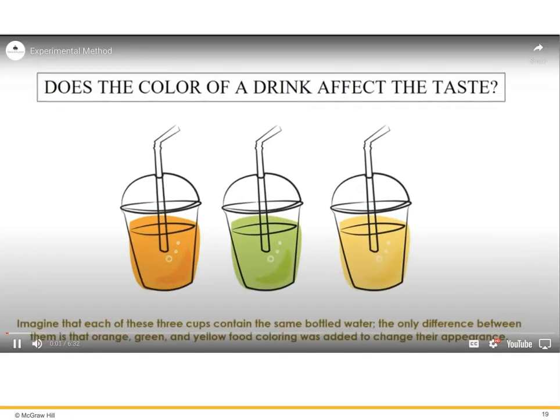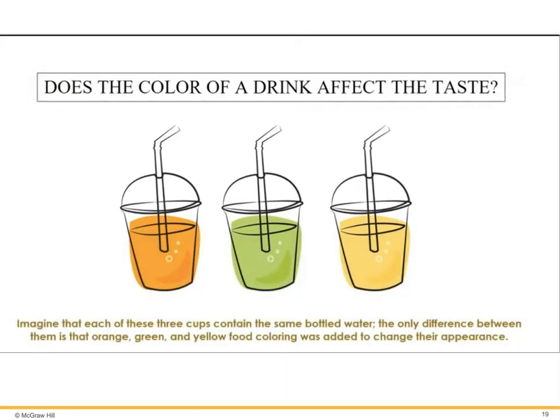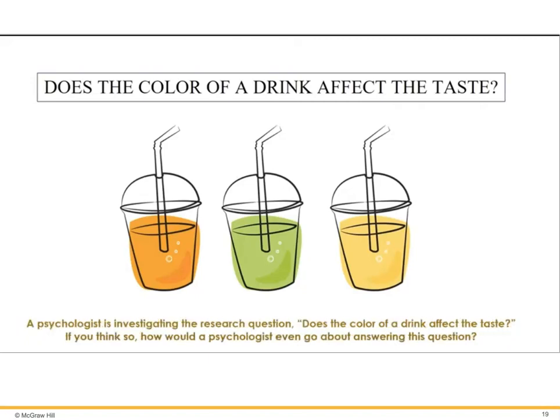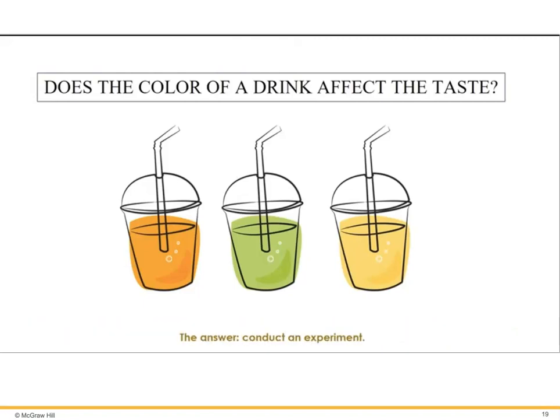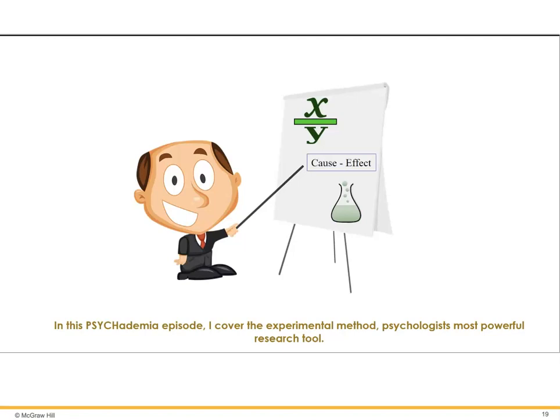Imagine that each of these 3 cups contain the same bottled water. The only difference between them is that orange, green, and yellow food coloring was added to change their appearance. A psychologist is investigating the research question, does the color of a drink affect the taste? If you think so, how would a psychologist even go about answering this question? The answer? Conduct an experiment. In this Psychedemia episode, I covered the experimental method, psychologists' most powerful research tool.